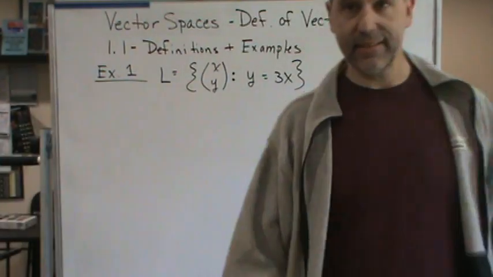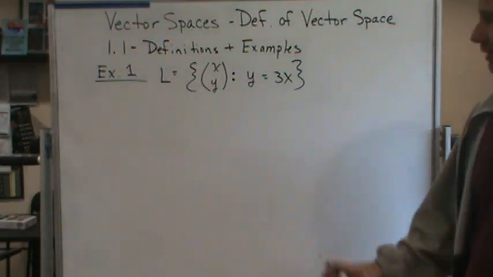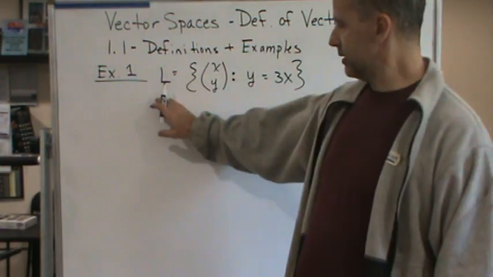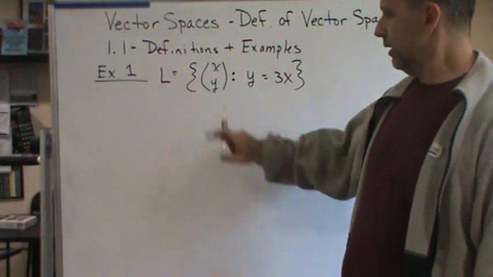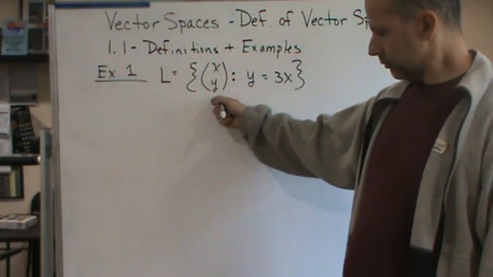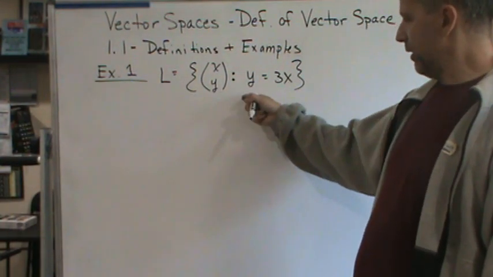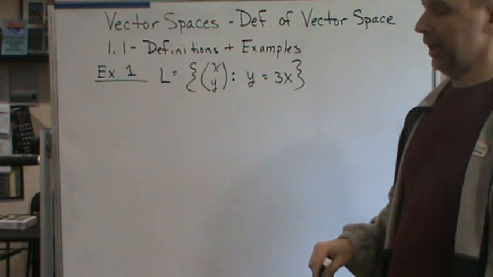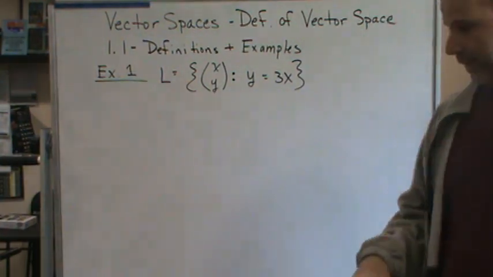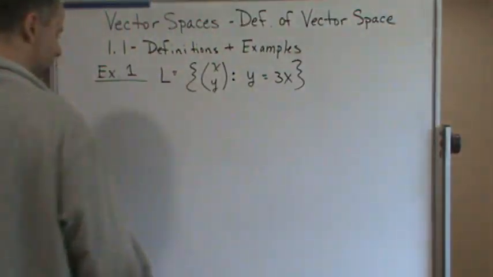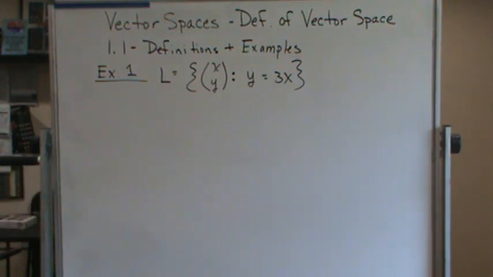Okay, so let's take this example, and we're going to show that this example, L, the set of all of these column vectors (x, y) such that y is equal to 3x, is a vector space, or represents a vector space. Okay, so let's get started. We're going to use the usual meaning of plus and dot, right, addition and multiplication.